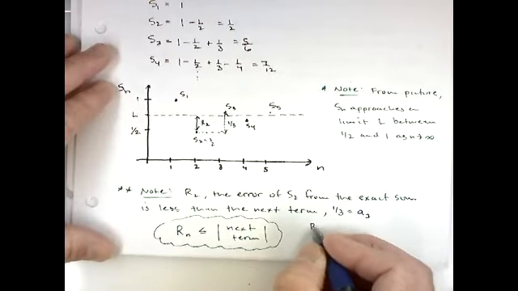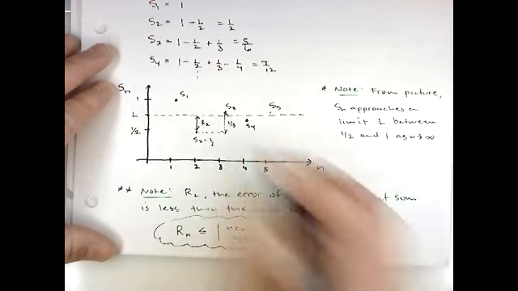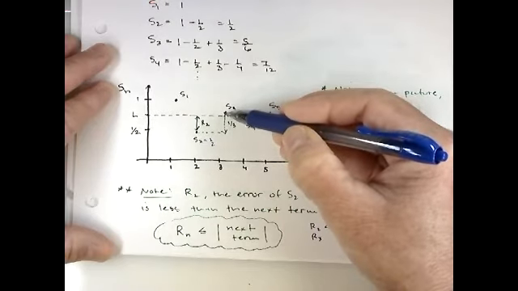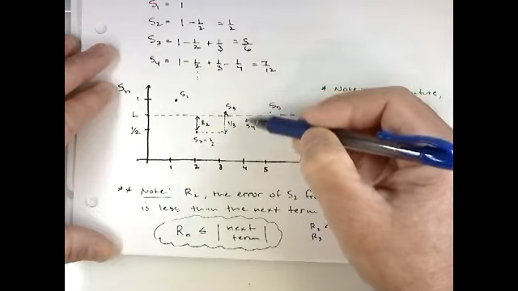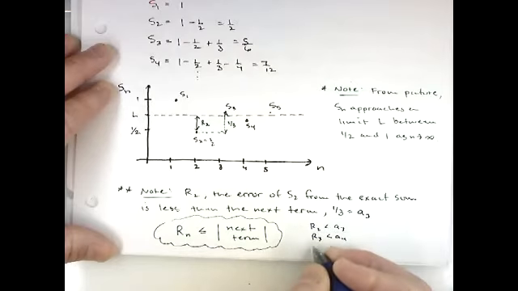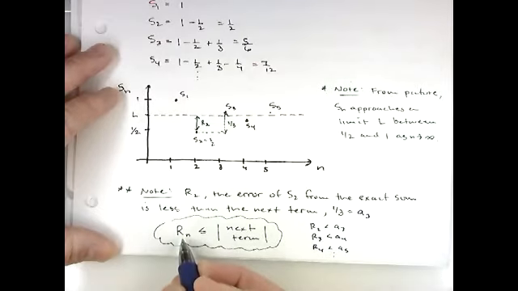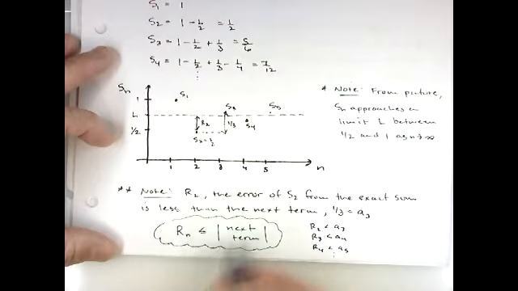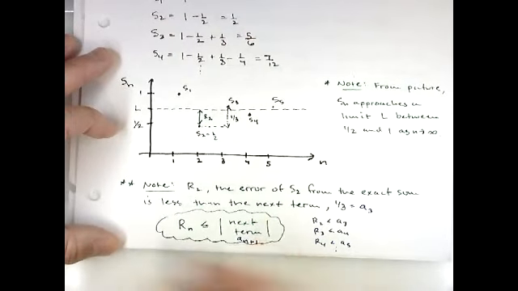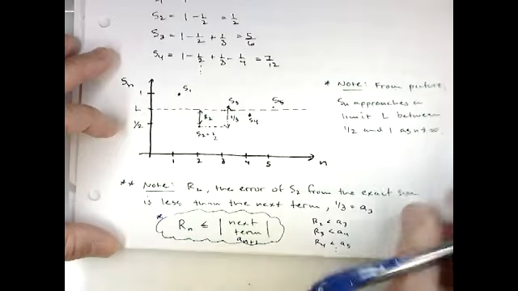So what we have is R2 is less than A3. If you look at your graph, R3, the error in S sub 3, is right here. Well, that's less than how far I have to go to get to S sub 4. So R3 is less than A sub 4. R4 is less than A sub 5, forever. So what is always true is your error, R sub n, is always going to be less than or equal to the absolute value of your next term. Remember, next term could also be written as A sub n plus 1. We'll talk more about that formula coming up.